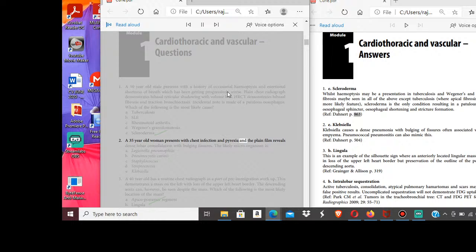Presents with chest infection and pyrexia, and the plain film reveals dense lobar consolidation with bulging fissures. The likely microorganism is: A. Legionella pneumophila. B. Pneumocystis carinii. C. Staphylococcus. D. Streptococcus. E. Klebsiella.